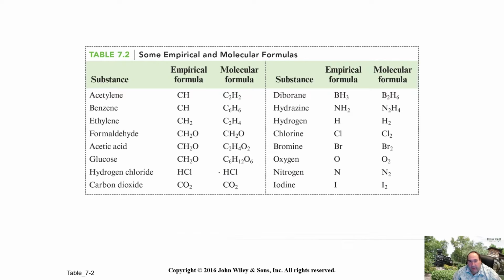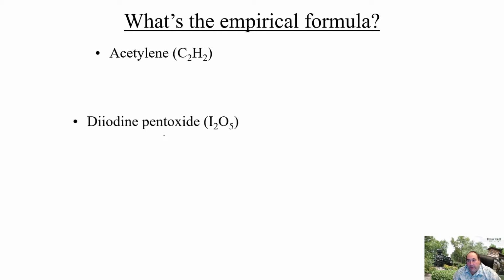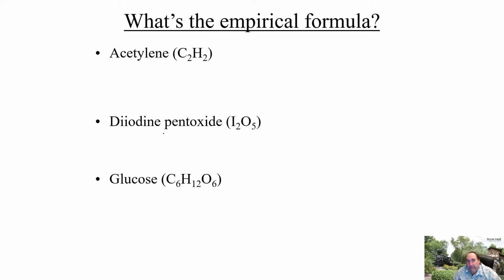Here's a table from your book of some empirical formulas and molecular formulas. And again, we just basically reduce these guys down by dividing by the smallest number and still getting whole numbers in this particular case. All right, so why don't you take a couple of minutes here, and for each of these molecular formulas, why don't you figure out what the empirical formula is?